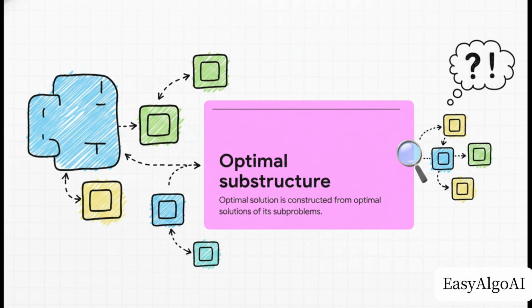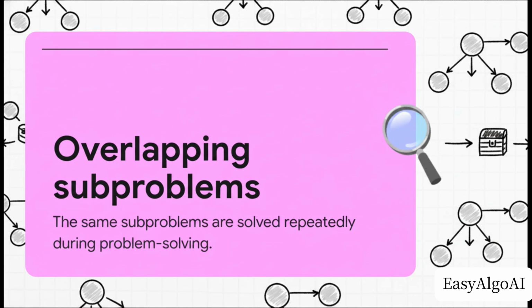This basically just means that the absolute best optimal solution to your giant problem can be perfectly constructed by combining the optimal solutions of its smaller pieces. If a problem behaves like that, it's basically raising its hand saying, hey, I'm a perfect candidate to be broken down. The second essential attribute is overlapping subproblems.